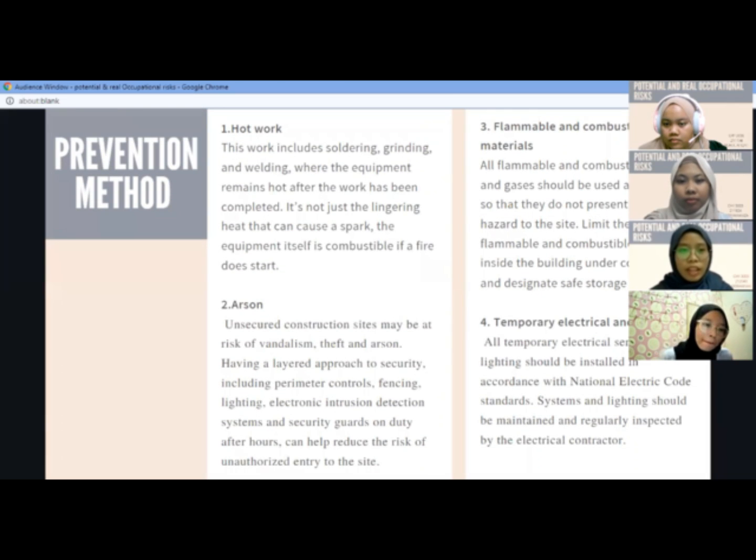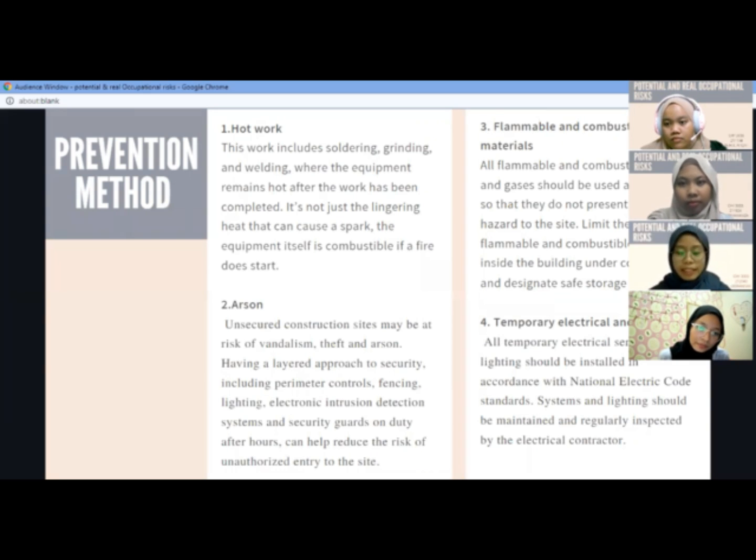So this one is a prevention method. The first one is hot work. This work includes soldering, grinding, and welding where the equipment remains hot after the work has been completed. It's not just the lingering heat that can cause a spark. The equipment itself is combustible if a fire does start.